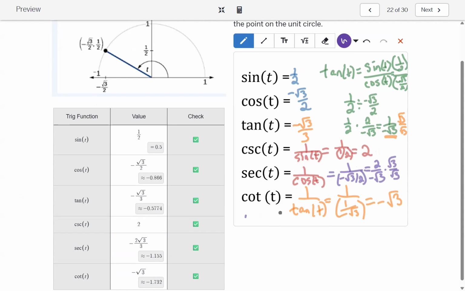So on the exam, we're going to give you one of the trig values. We're going to give you sine or cosine, and we're going to tell you the quadrant it's in. From that, you're going to figure out the other of sine or cosine, and then you're going to figure out the other 4 trig functions.